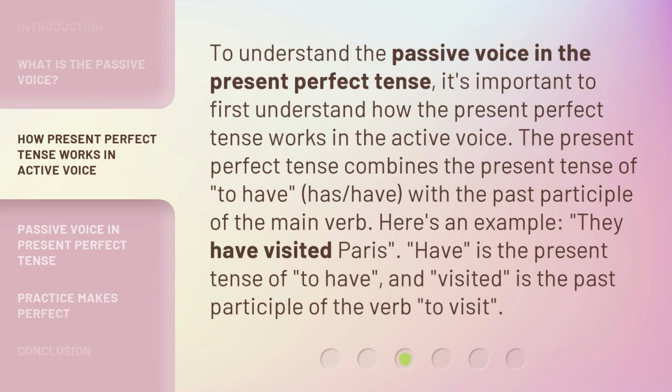To understand the passive voice in the present perfect tense, it's important to first understand how the present perfect tense works in the active voice. The present perfect tense combines the present tense of to have, has, have, with the past participle of the main verb. Here's an example. They have visited Paris. Have is the present tense of to have, and visited is the past participle of the verb to visit.